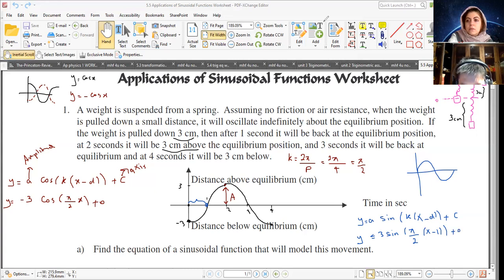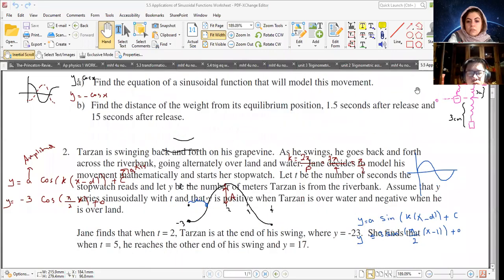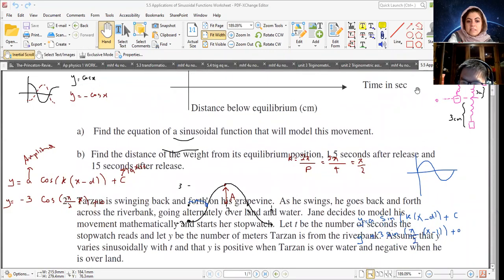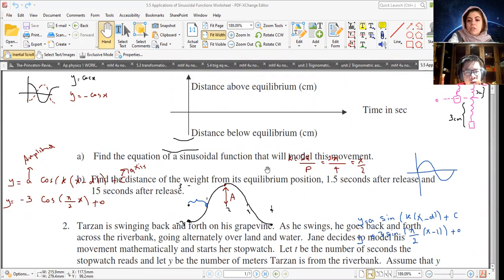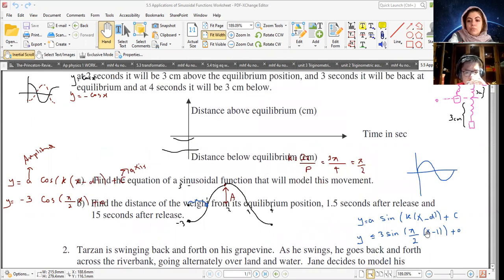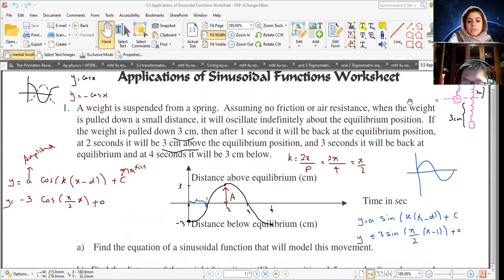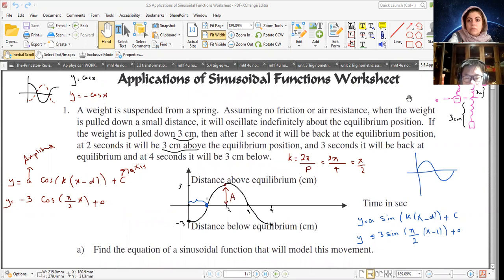Do you have any questions? Let's just do this. Here it says, find the distance of the weight when the time is 1.5 seconds. Instead of the x, you put 1.5 seconds, and use your calculator to find the y. Or you can use this equation and put x to be 1.5 seconds. Both work. I recommend you take a screenshot of this. Let me just bring it back.